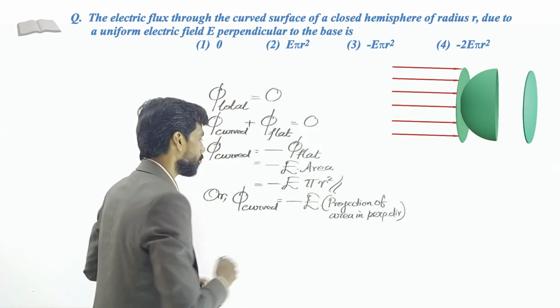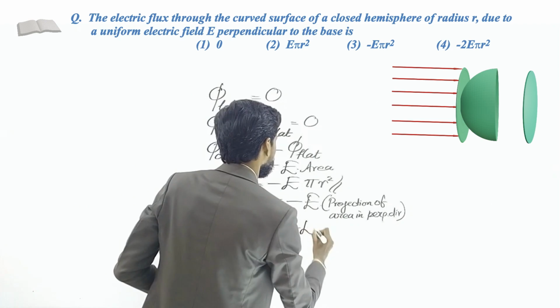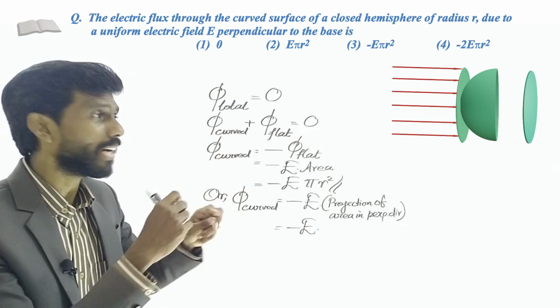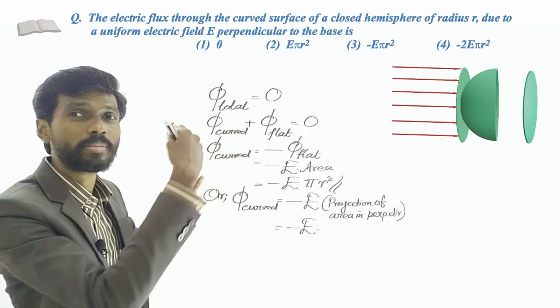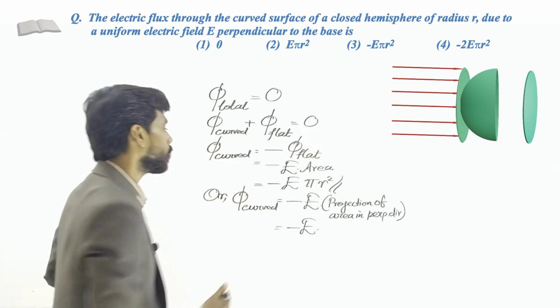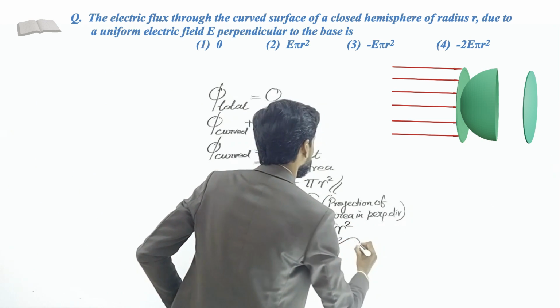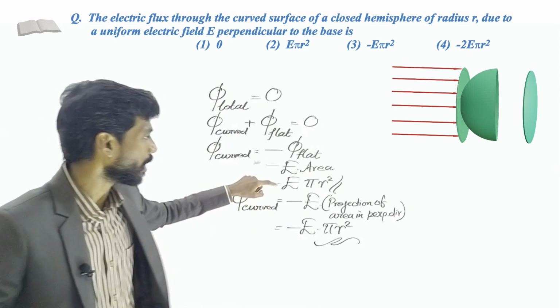So we get minus E multiplied by the area of that circular disc. That is the same as the area of the base, pi r squared, because the radius is r. So E multiplied by pi r squared. That's all. So this is the answer, and that's what we got here also.